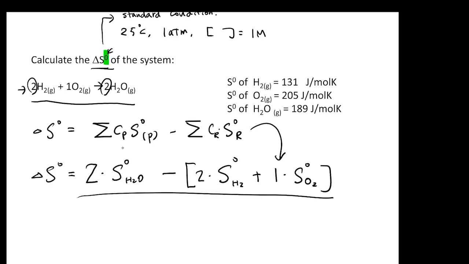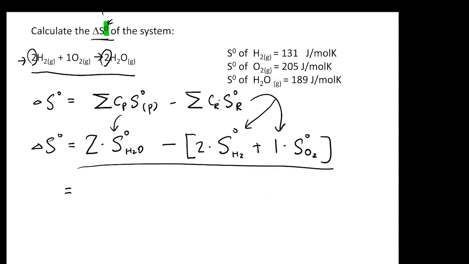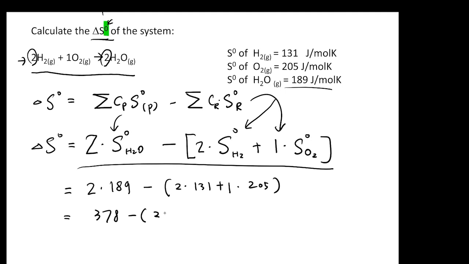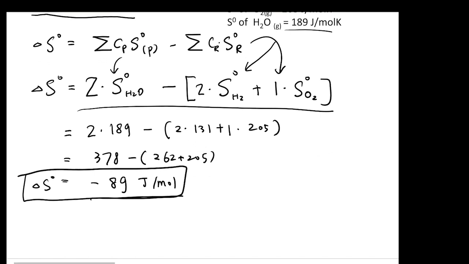So this will be 2 times 189 minus 2 times 131 plus 1 times 205. Then you get 378 minus 262 plus 205, which equals negative 89 joules per mole per kelvin. So that is the delta S naught of your system. Calculation-wise, it's very straightforward, very simple.